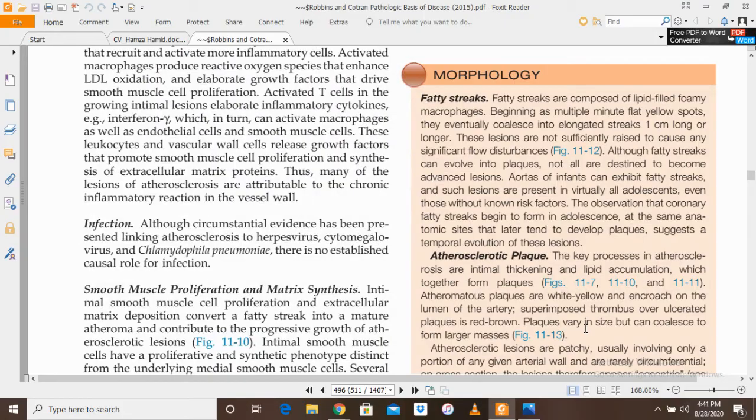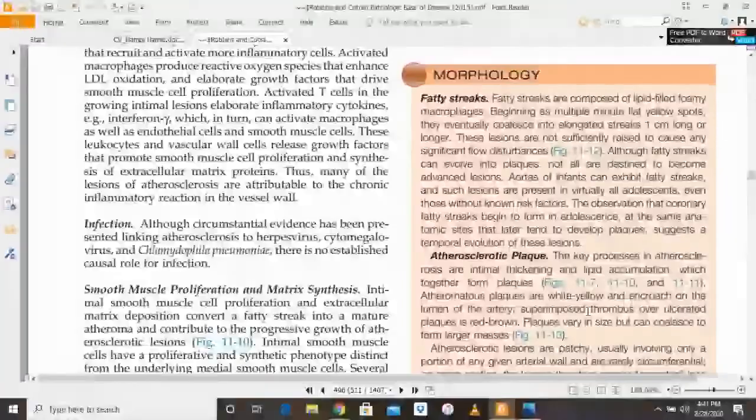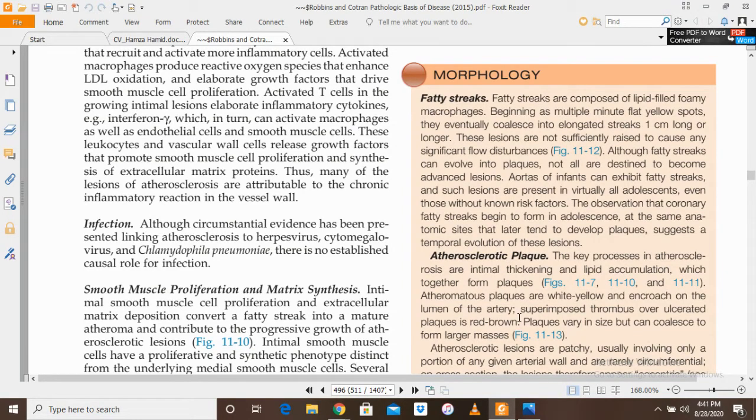And usually these atherosclerotic plaques are formed in the branch points of the vessel where there is a turbulent blood flow. The key processes in atherosclerosis are intimal thickening and lipid accumulation, which together form plaques. Atheromatous plaques are white yellow and encroach on the lumen of the artery. Superimposed thrombus over ulcerated plaque is red brown. This line is very important. I will talk about this line in a few minutes.